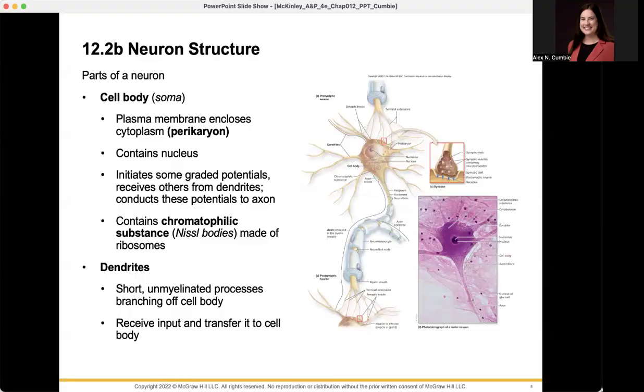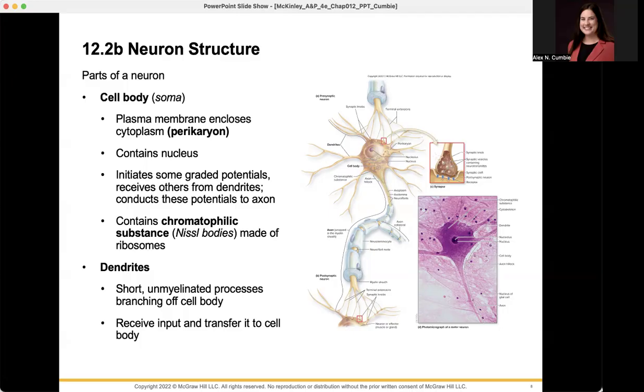So for parts of the neuron, we're going to have 3 main parts, and then we'll have some separate things within those. This is a typical motor neuron. This is what that looks like. We'll look at some different shapes of neurons as well, but this is a typical motor neuron, a multipolar neuron. This is its picture under the microscope. This structure right here is the cell body, which is called the soma. And it has its own plasma membrane, which we call the perikaryon.